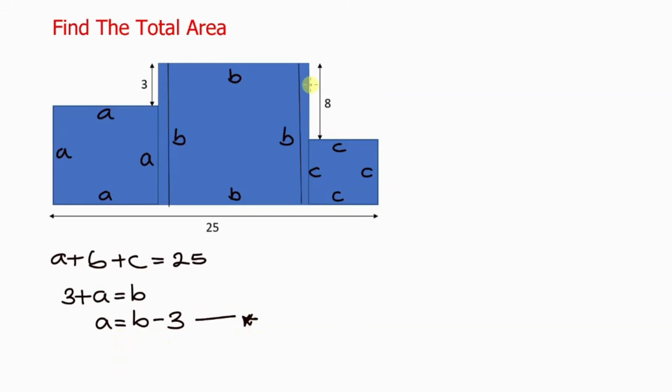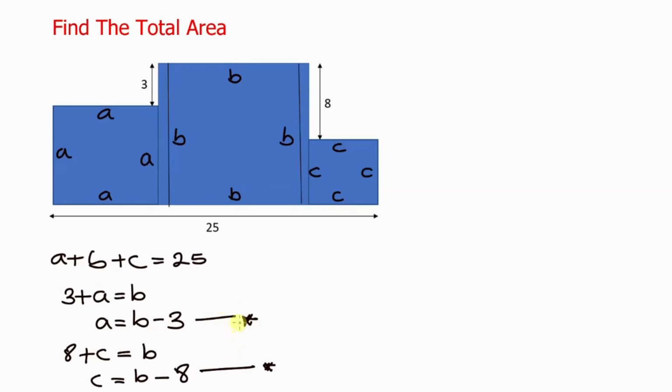Now, let's go to the vertical height on the right. You'll see that 8 plus C gives a total height of B as well. So we say 8 plus C also gives a total height of B. And when I move 8 to the right, you see that C becomes B minus 8. So let's also asterisk this because we're going to be using that as well.